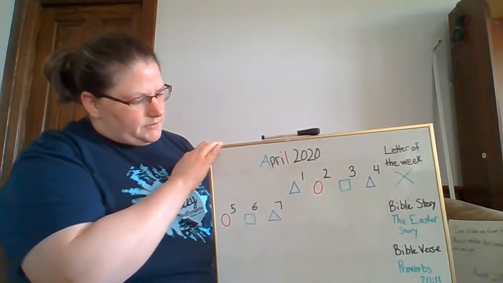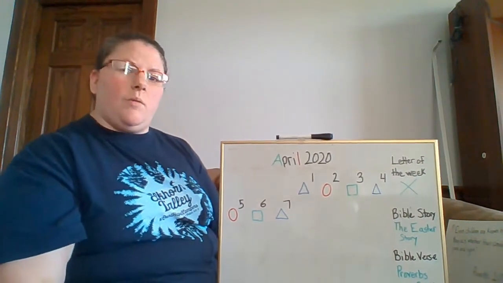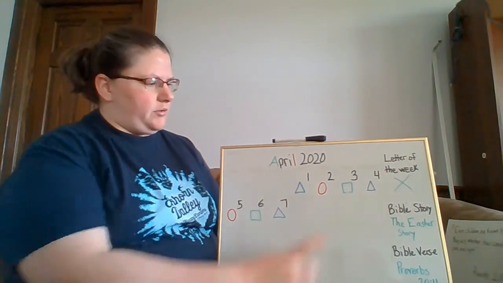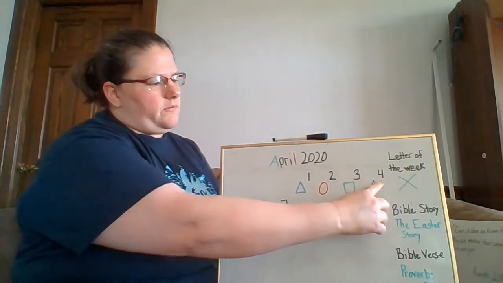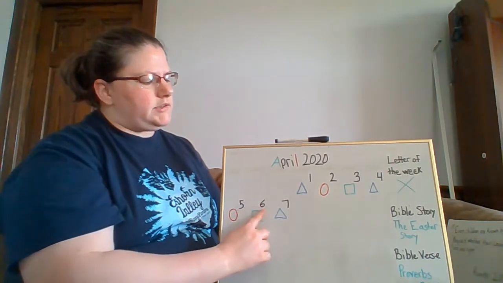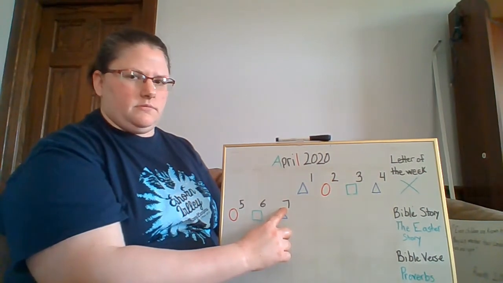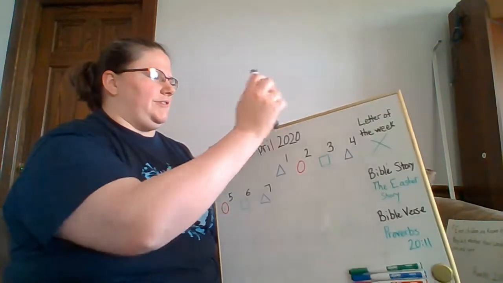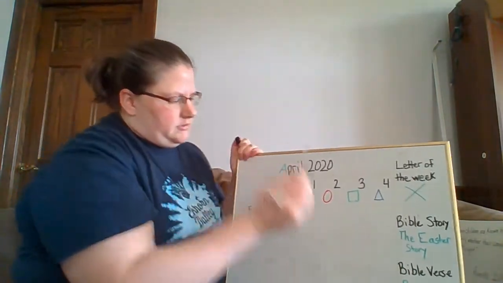So we have to do our calendar and figure out what our number is for our new day. Everybody count with me. Ready? 1, 2, 3, 4, 5, 6, 7. What comes after 7? 8. 8 comes after 7, right? So I need to write 8.